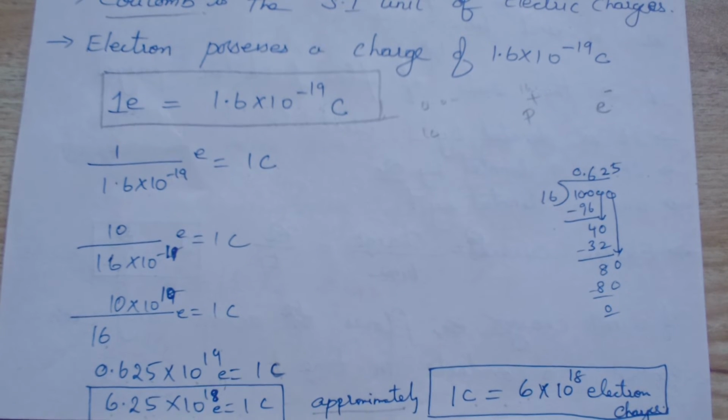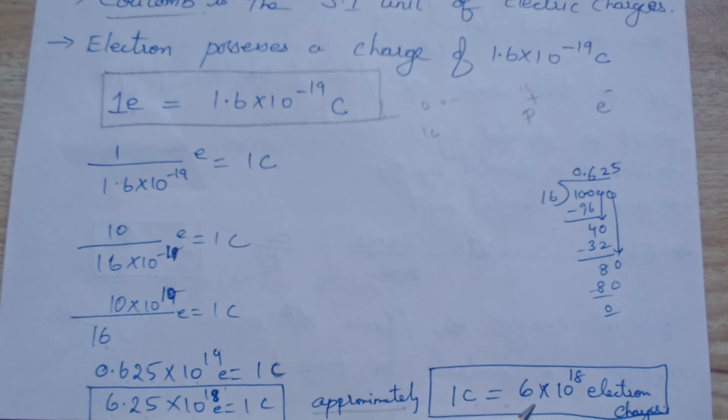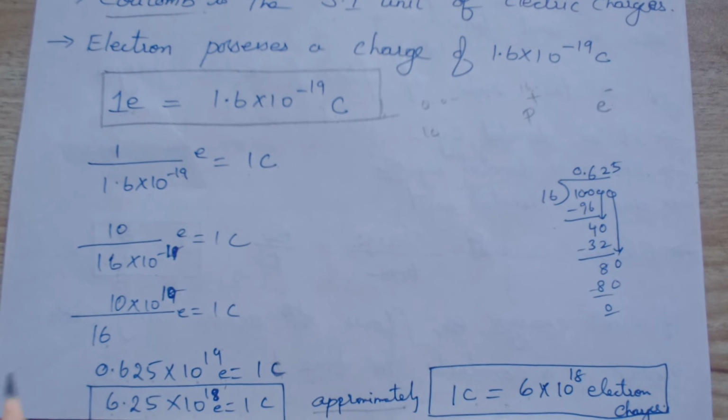So how many electrons constitute 1 coulomb? In the book they have given 6 into 10 to the power of 18. So you can use this value instead of 6.25. Okay, 1 coulomb equals 6 into 10 to the power of 18 electrons' charge. These many electrons combine to give the charge of this 1 coulomb.